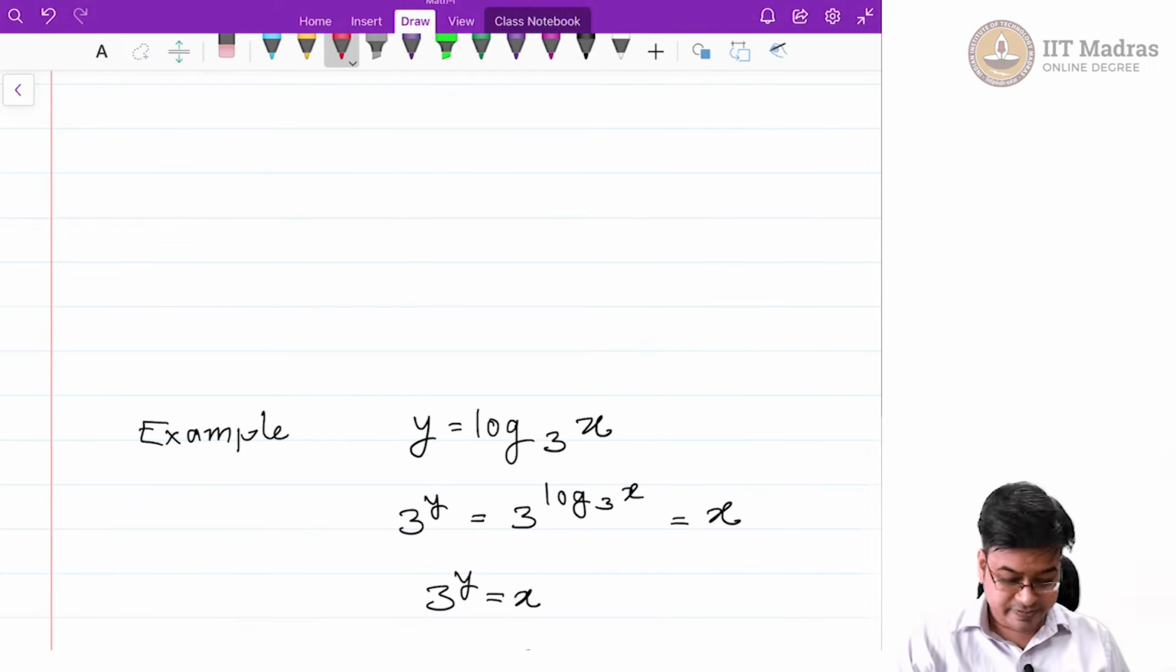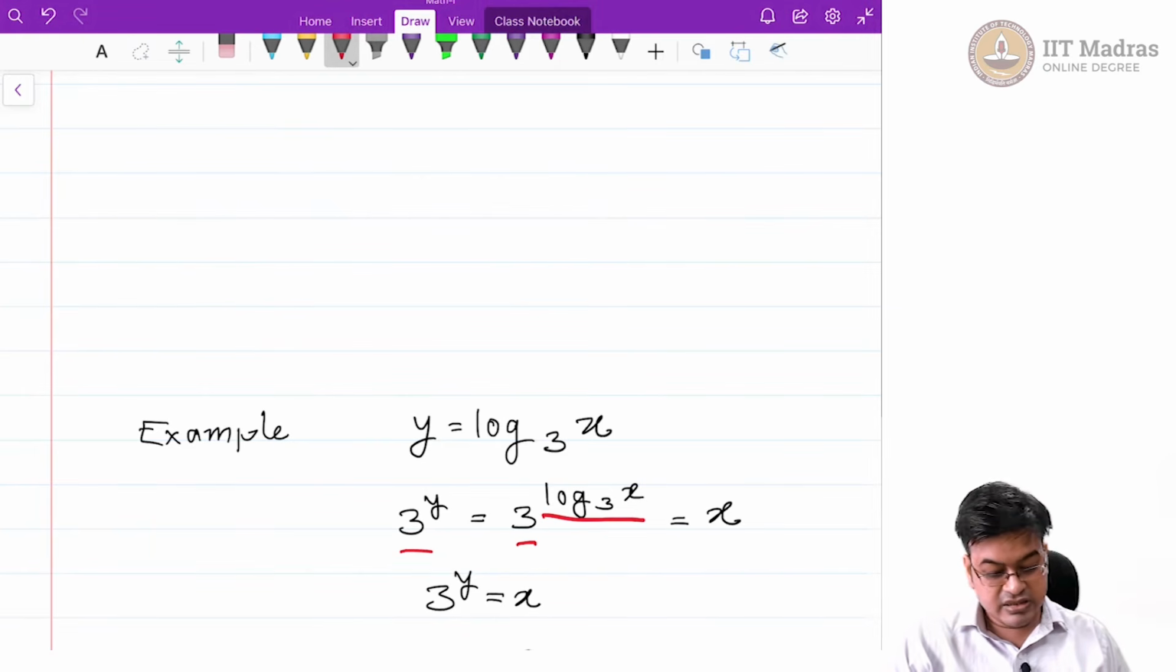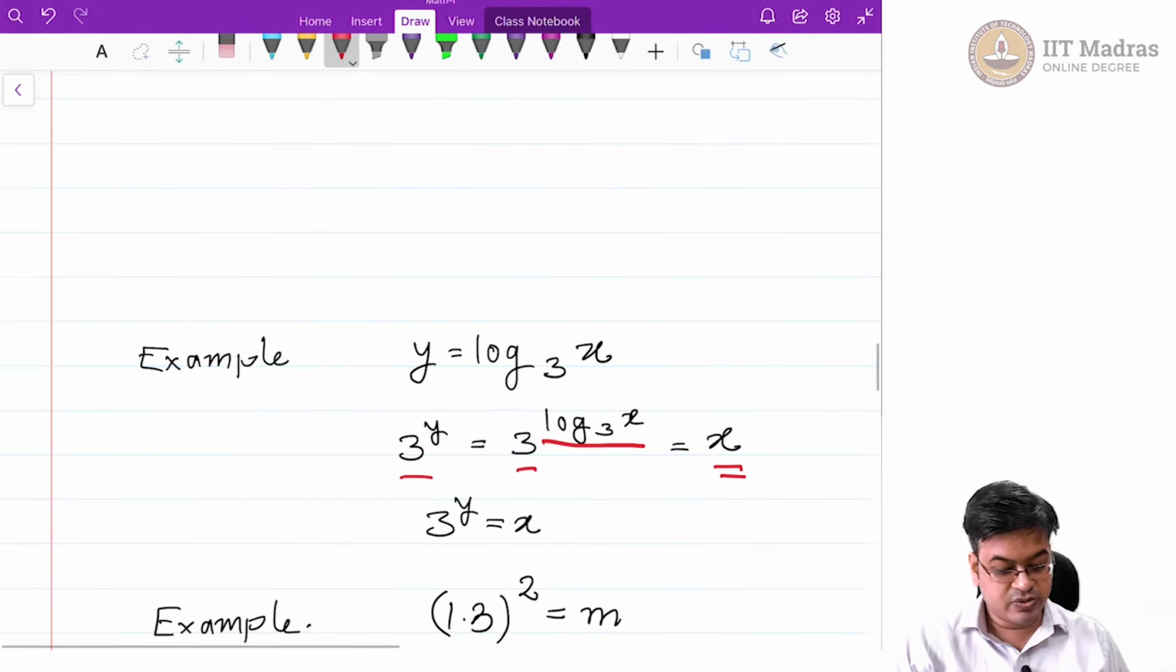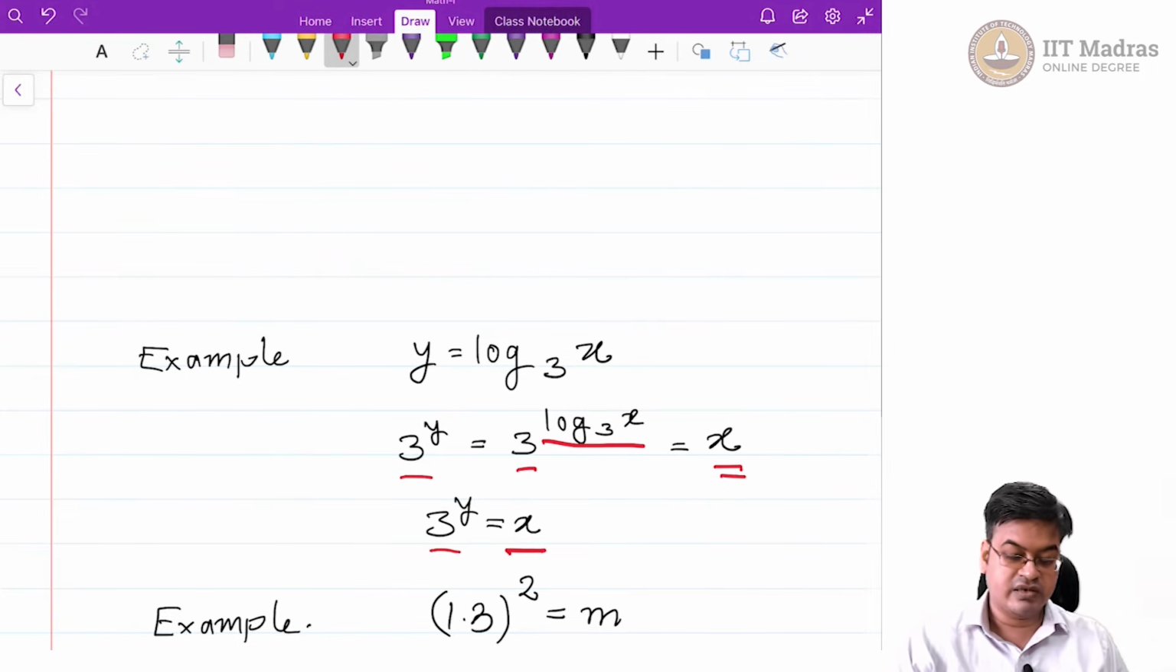In that case, this y will belong to the real line, and if I want to write 3 raised to y, then I will write 3 raised to y as 3 raised to log to the base 3 of x. By definition, this function is the inverse of the log function. Therefore, you will get this to be equal to x, and therefore your 3 raised to y is equal to x.